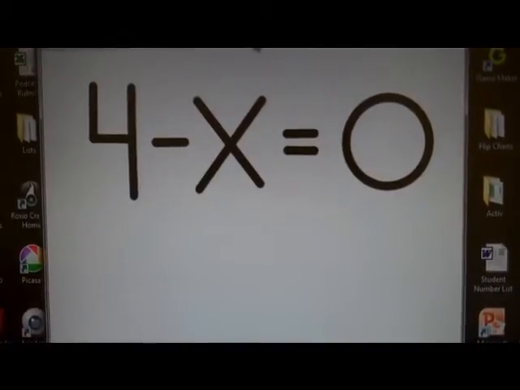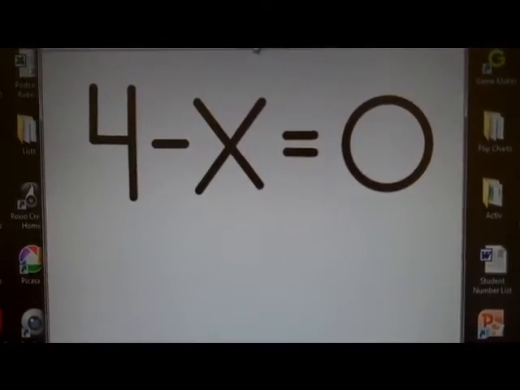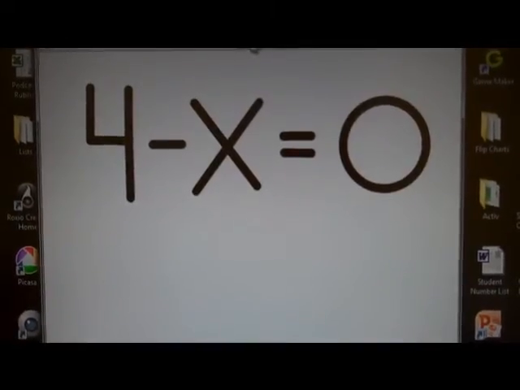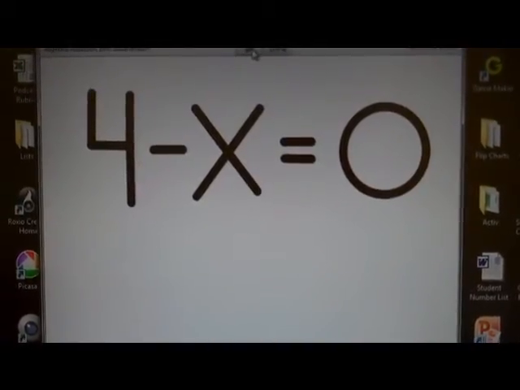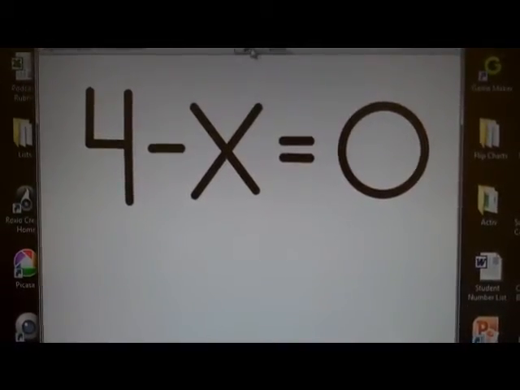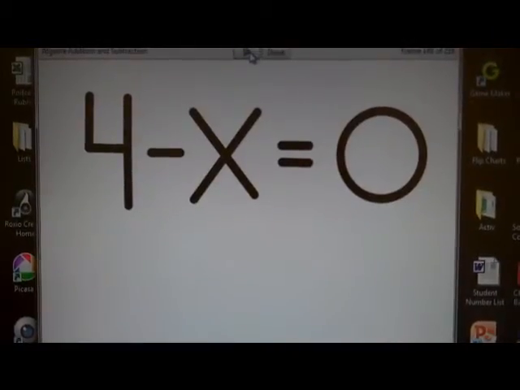Now let's do a subtraction problem. Let's go ahead and get your problem copied down. 4 minus x equals 0. Teachers, go ahead and pause the video now and let your students copy this problem down and solve for x. Press play again once they've got it completed.